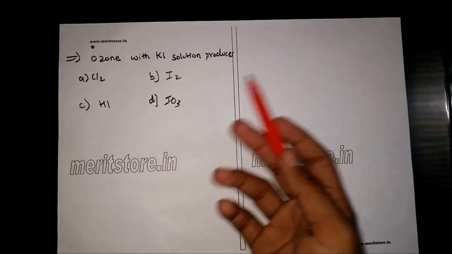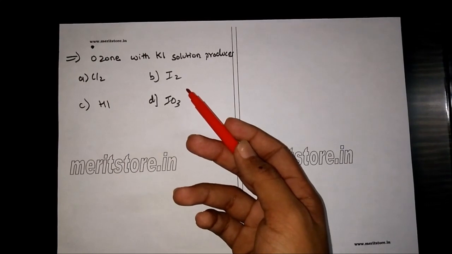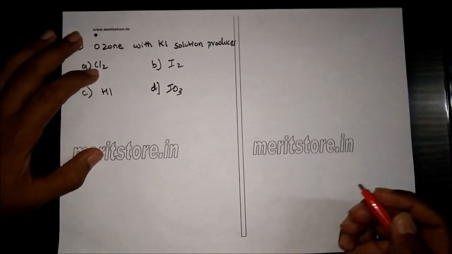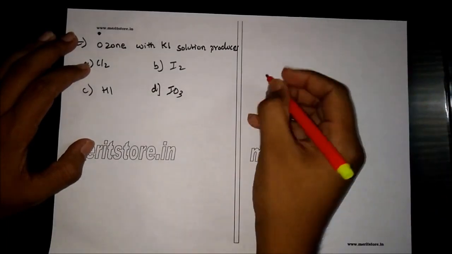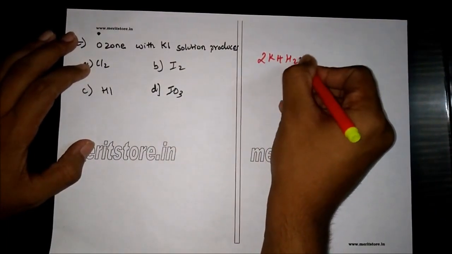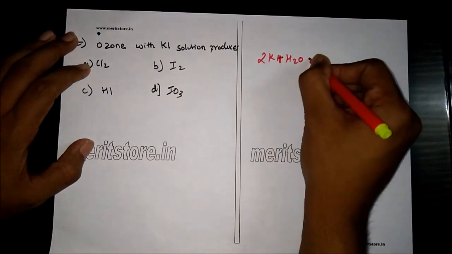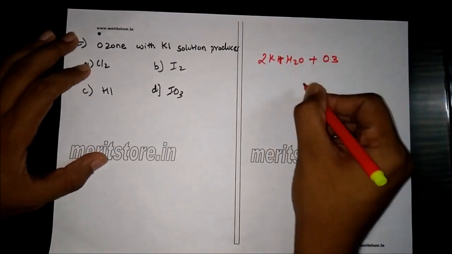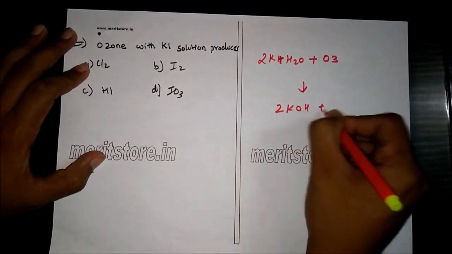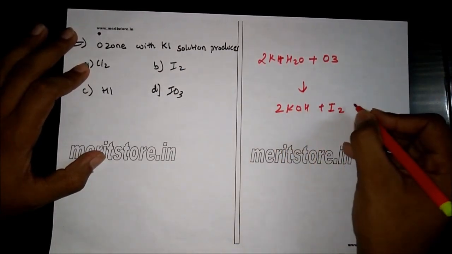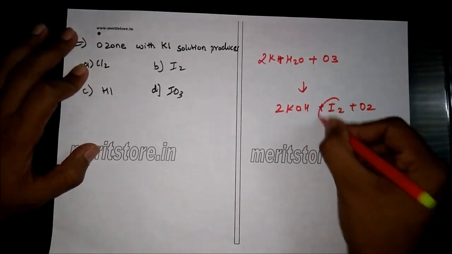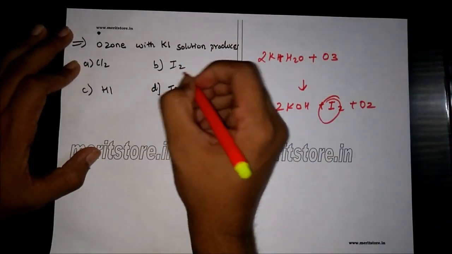Ozone with KI solution produces A. Cl2, B. I2, C. HI, or D. IO3. Now let's look at how the reaction will take place. Therefore, 2KI plus H2O plus O3 will give the reaction products as 2KOH plus I2 plus O2. Therefore, I2 will be the product formed. Therefore, the correct answer here is option B.